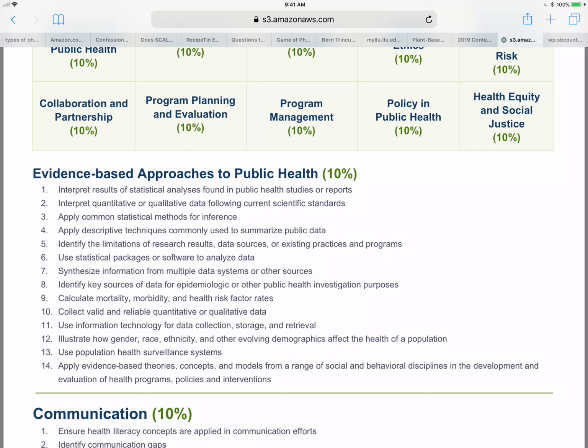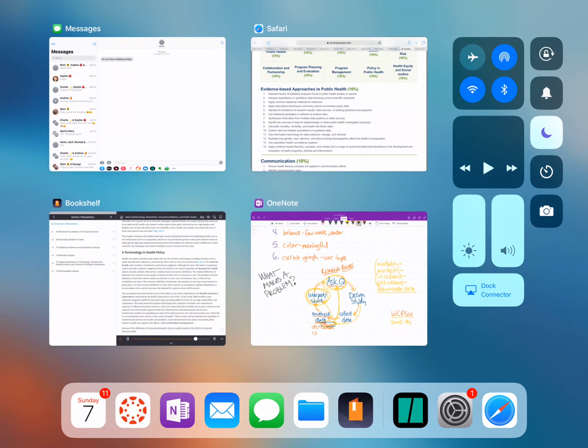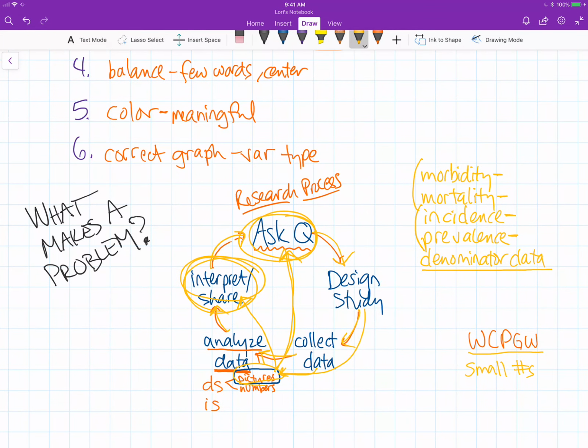All of those graphs need to be made so that they are conveying so many different kinds of pieces of information so that these stakeholders can make decisions. So that concludes this talk on graphs and all of the different kinds of things that go into this whole research process.